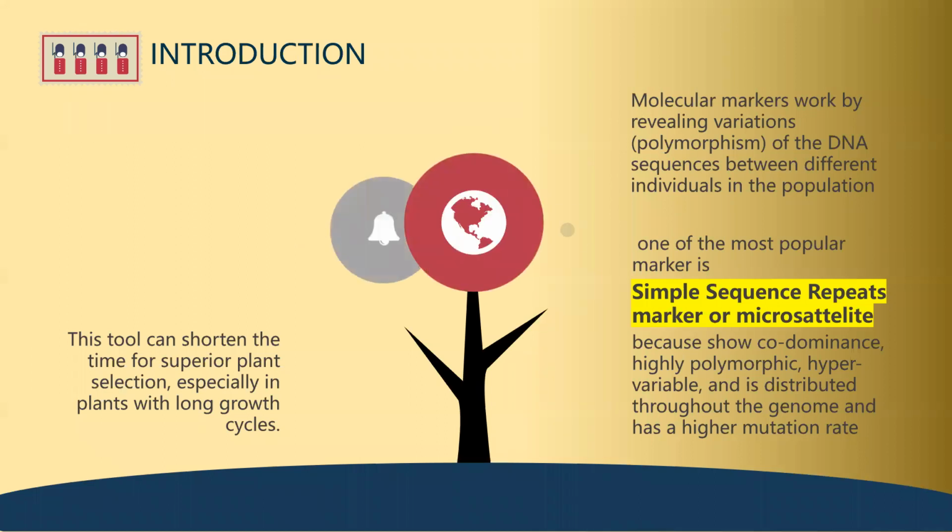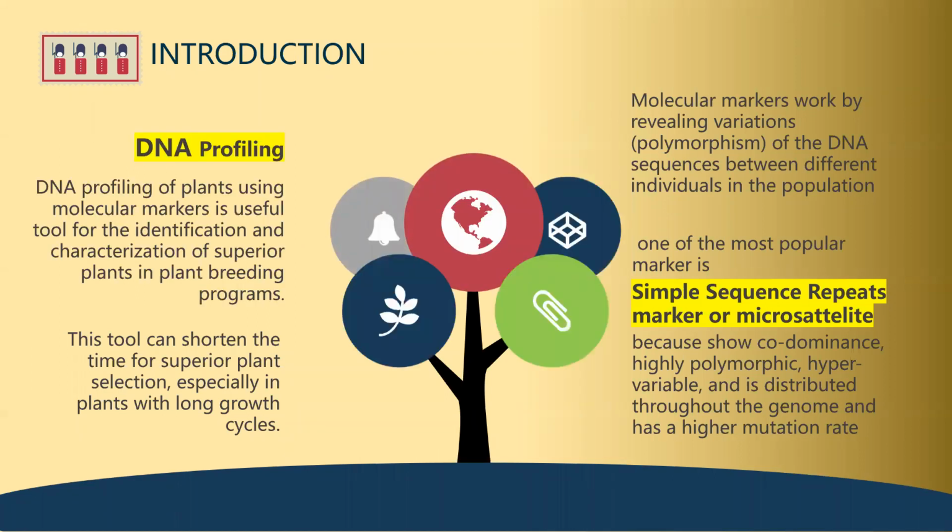The background of our research: DNA profiling of plants using molecular markers is a useful tool for the identification and characterization of superior plants in plant breeding programs. This tool can shorten the time for superior plant selection, especially in plants with long growth cycles. Molecular markers work by revealing variation or polymorphism of the DNA sequences between different individuals in the population. One of the most popular markers is the simple sequence repeats marker, or microsatellite.